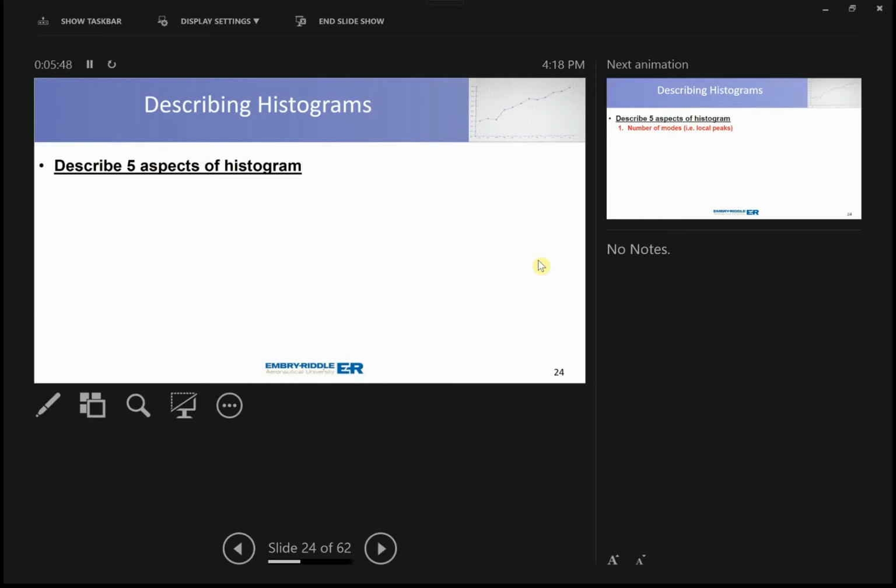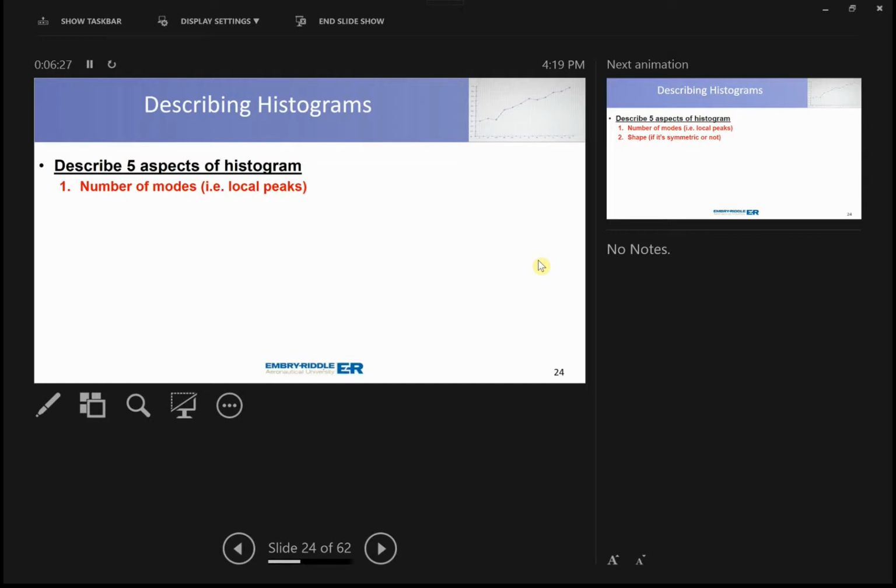So I'm going to make a little table here on the board, okay? It's just easier. We're going to write what we're looking for and why, okay? And the 5 things that we're going to look for is the number of modes. So when we did categorical variables, we said mode was the category that occurred the most, right? Well, with quantitative, you can have more than one mode. And really what we're looking for here is the local peaks, all right?